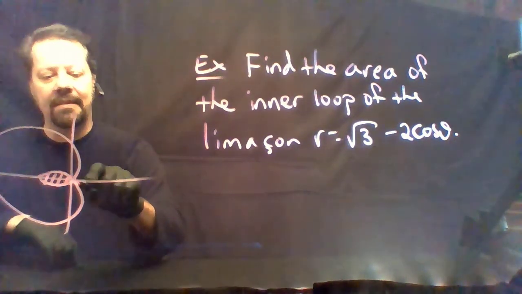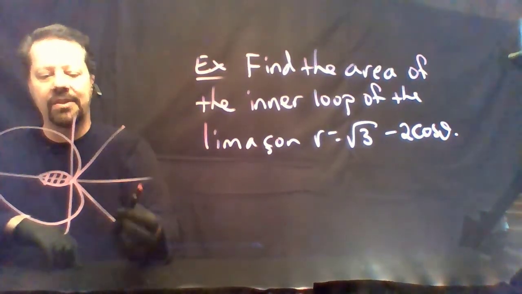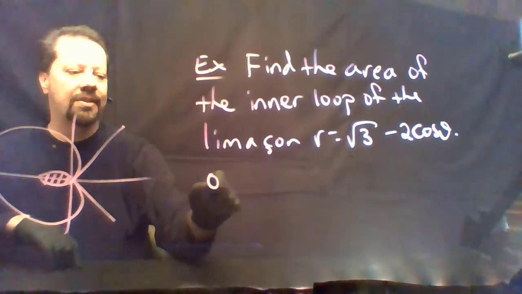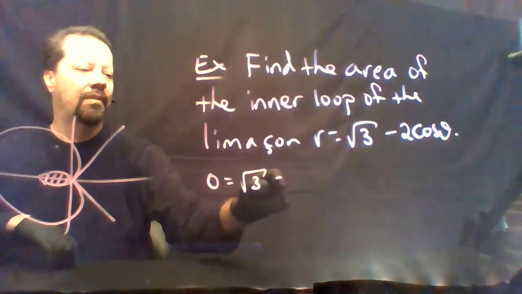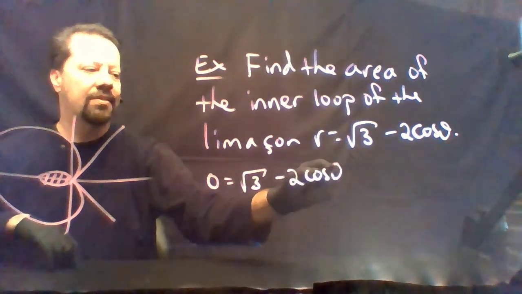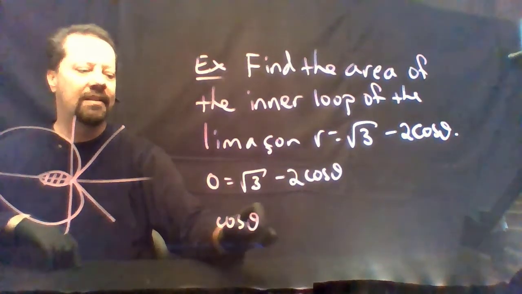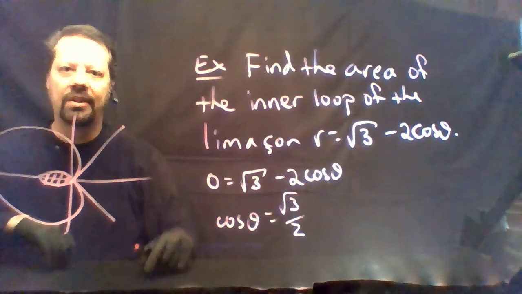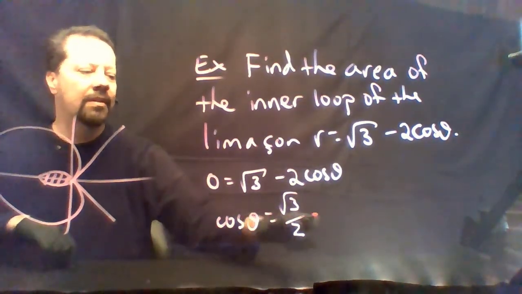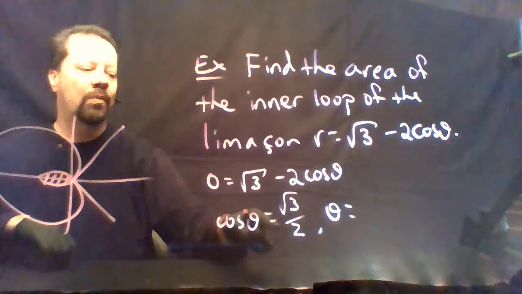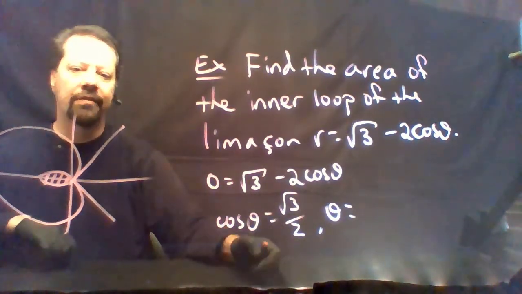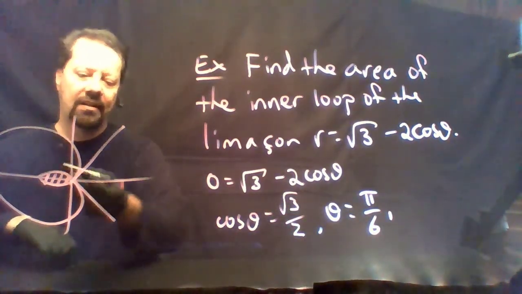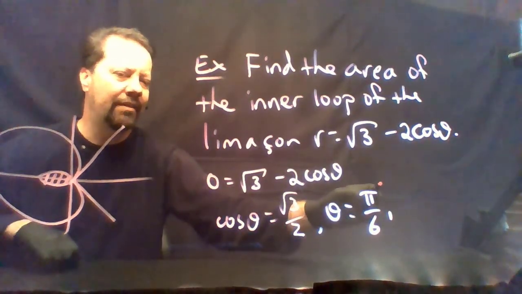So to figure this out, I'm going to need to know the angles at which the curve goes through the origin. So the first step of the solution is to set r equal to 0 and solve for theta. You can see that we have cosine theta is root 3 over 2. It's positive. Cosine is positive in quadrants 1 and 4. So we're looking for the angles in quadrants 1 and 4 where cosine is root 3 over 2. In quadrant 1, that's pi over 6. And in quadrant 4, that's 11 pi over 6.